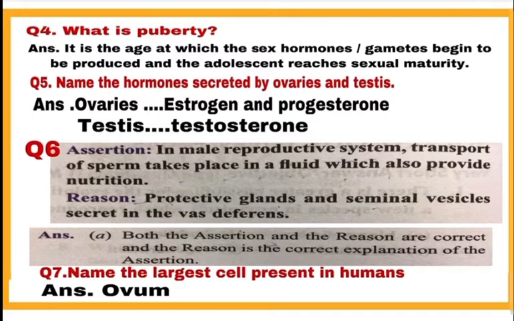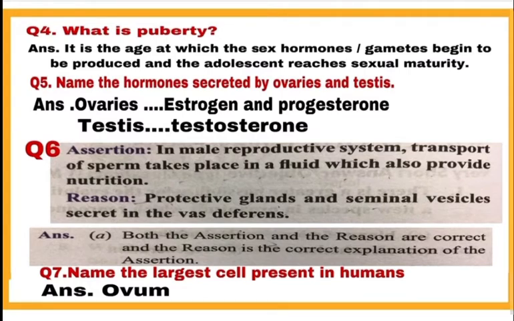Question number 5. Name the hormones secreted by ovaries and testes. Ovaries secrete the hormones estrogen and progesterone and testes secrete the hormone testosterone. Note one point. Ovaries also have a dual function: one to produce the female gamete, that is ova, and second to produce hormones.